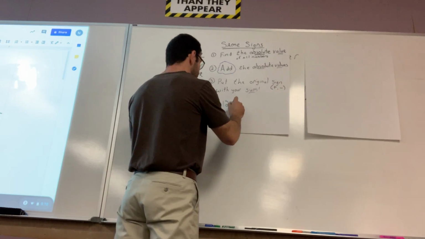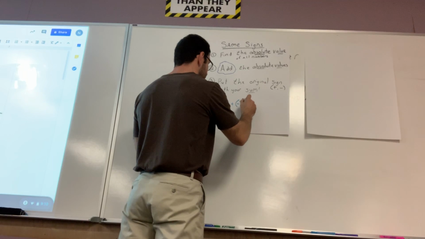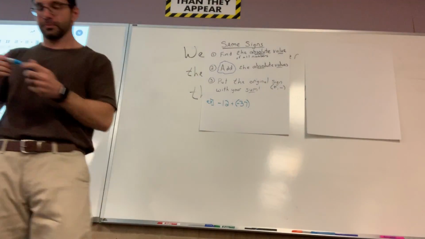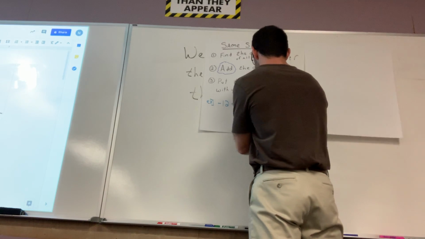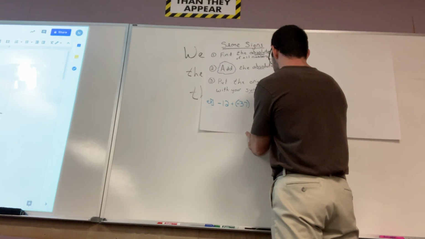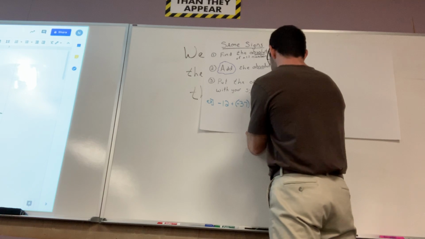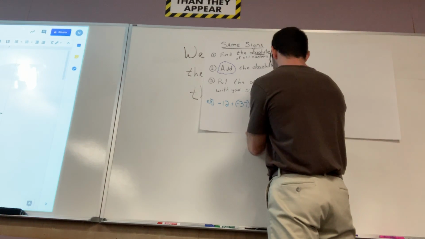Negative 12 plus negative 37. What is the first step when I look at these in order to add them? What's the first step? Hey, find the absolute value. They're the same signs. They're both negative. It's a negative 12, it's a negative 37. So step 1 says absolute value of negative 12 equals 12. Absolute value of negative 37 equals 37.